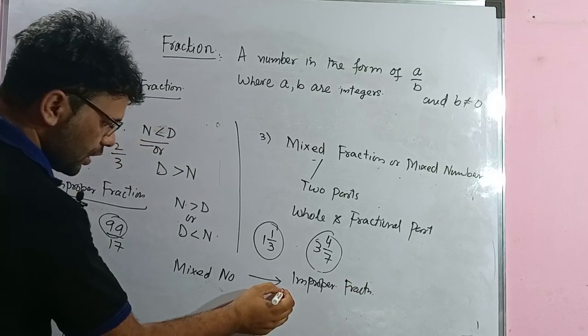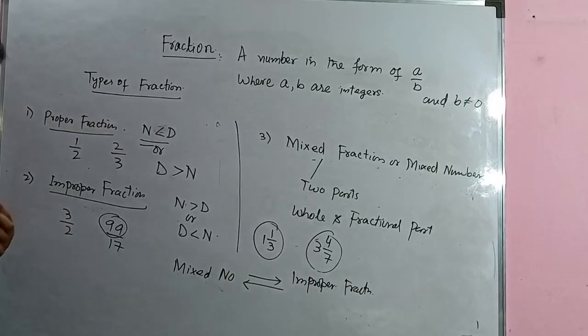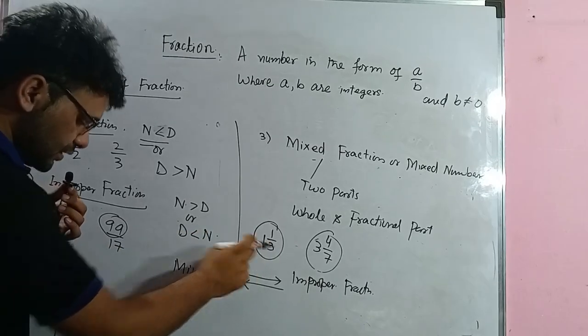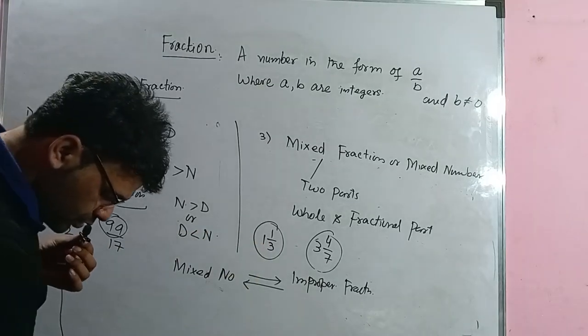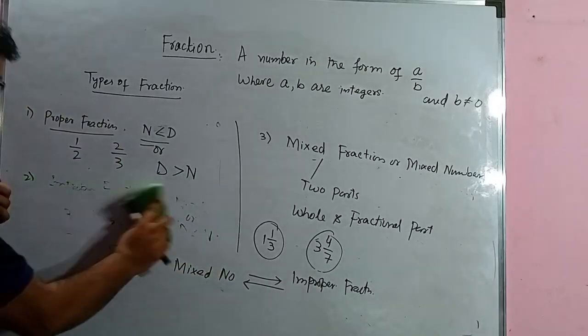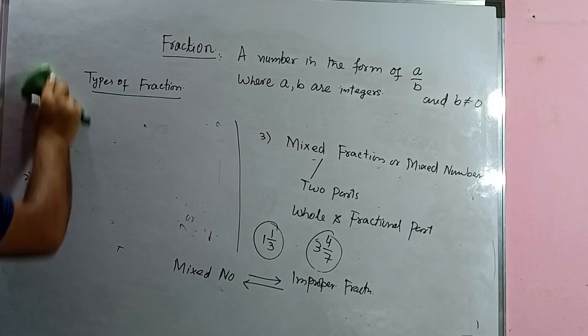And every improper fraction can be converted to a mixed number. How? You can see there is a perfect rule. I think you all know how to convert an improper fraction to a mixed number, or a mixed number to an improper fraction.